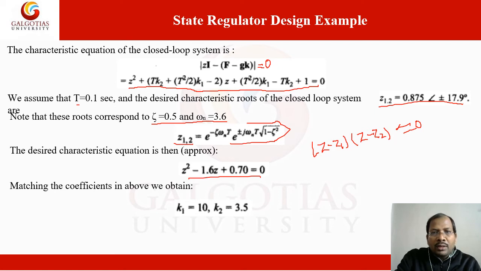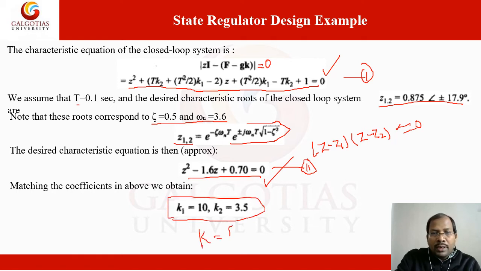Here the coefficients of both equations should be the same, because this is also a desired characteristic equation. So by comparing, we can calculate the K1 and K2 values in this way. So K is equal to 10 and 3.5. This is the state feedback gain. In this way we can calculate it. For a large order, up to a maximum of third order we can easily calculate, but when the size becomes larger, it becomes very complex to compare and obtain these equations.